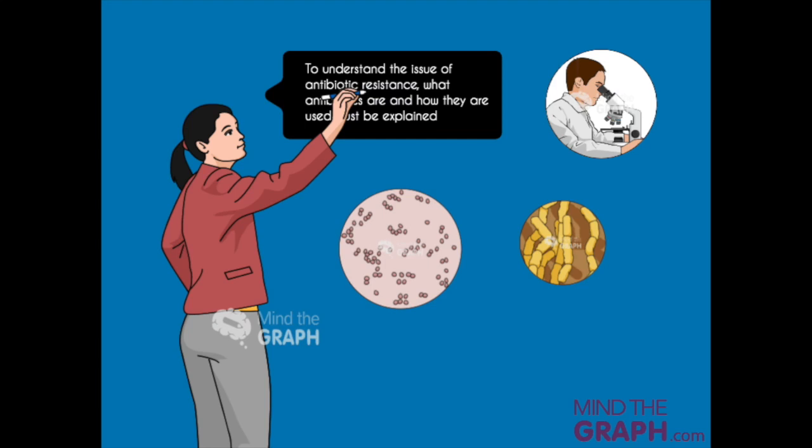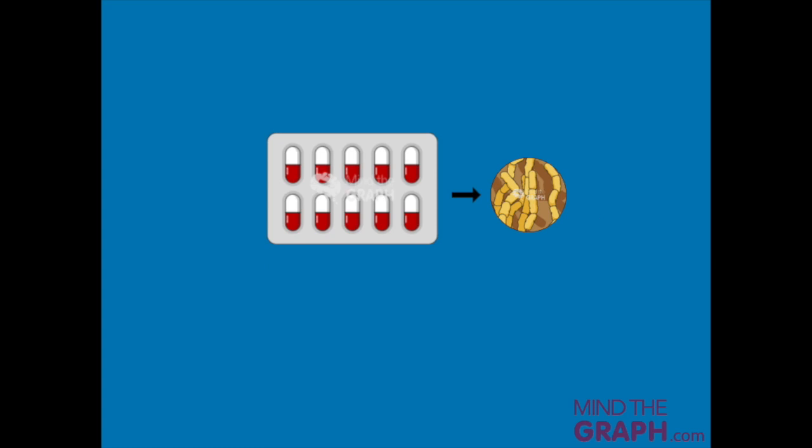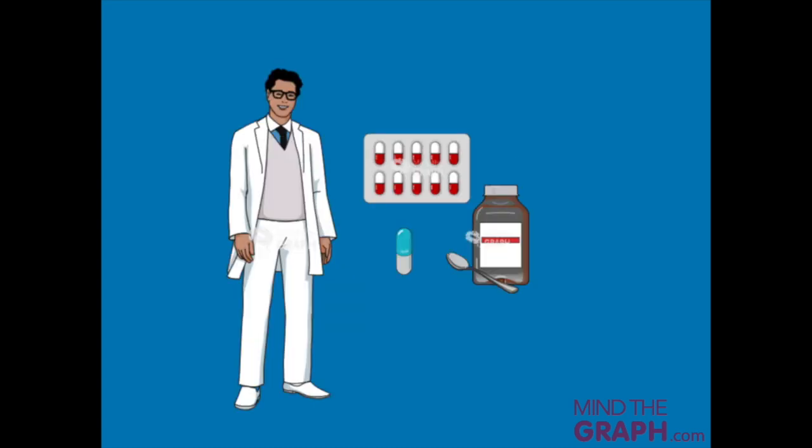To understand the issue of antibiotic resistance, what antibiotics are and how they are used must be explained. Antibiotics are a type of medication that restrains the development of bacteria to further replicate or kills them altogether. For example, bacterial infections can be treated in the body by antibiotics. The way antibiotics are used is by taking it when it is prescribed by a doctor. Some forms include ointments, creams, tablets, capsules, or liquids.